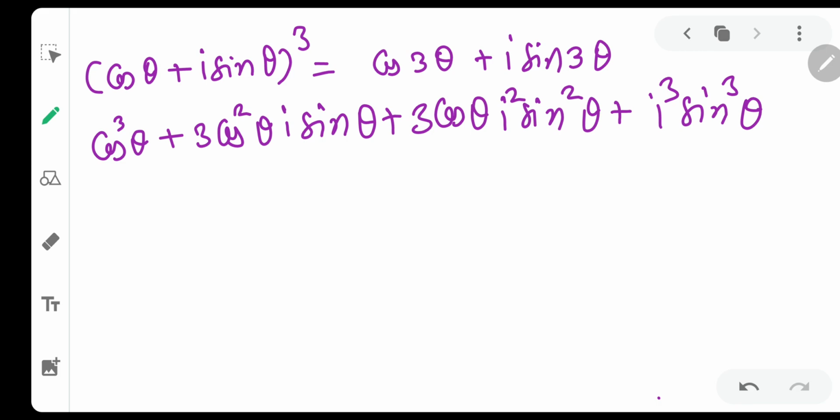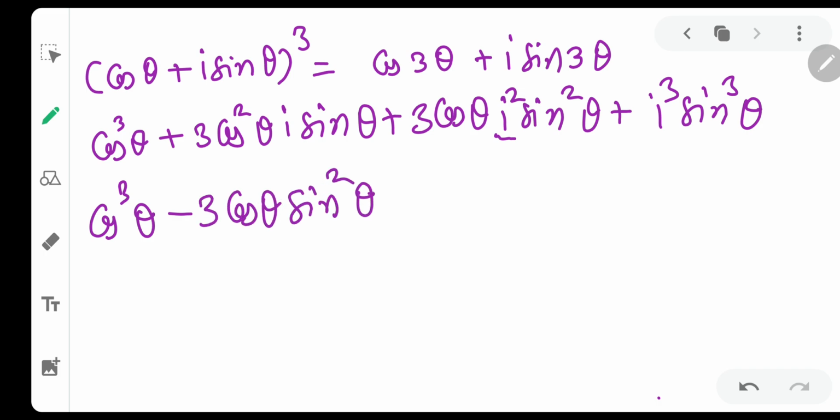Now I will write down all the real parts. Let us check out the real parts. So the real part is cos cube theta, and then this i square will be minus 1, minus 3 cos theta sin square theta. Okay, that's it. This is the real part.